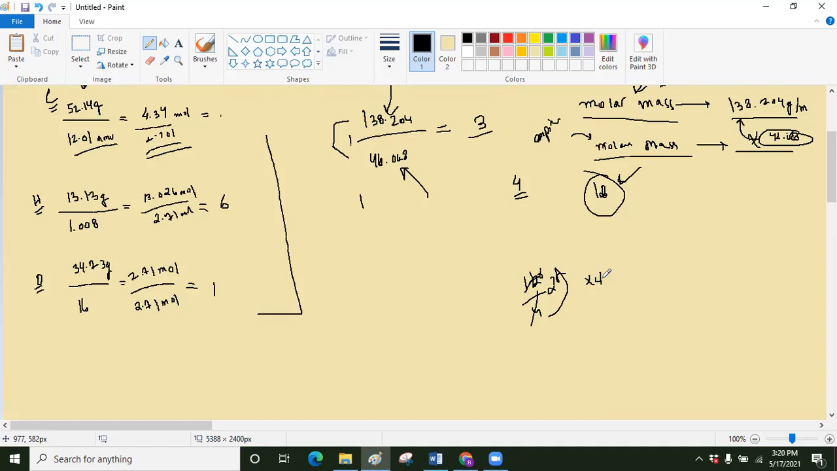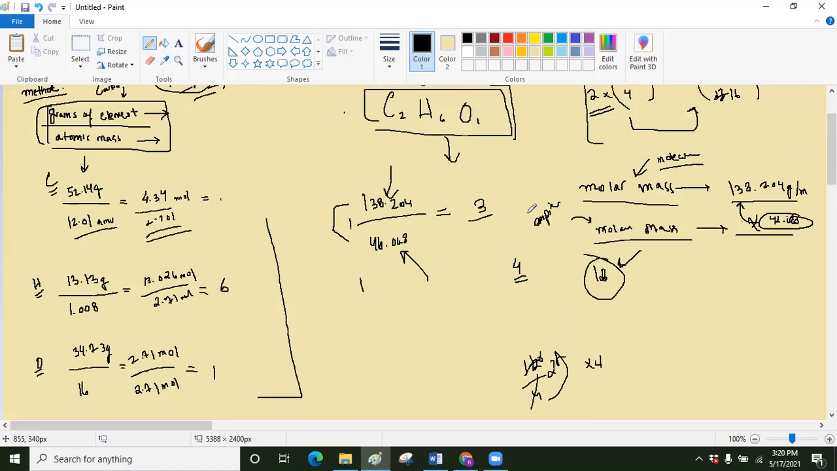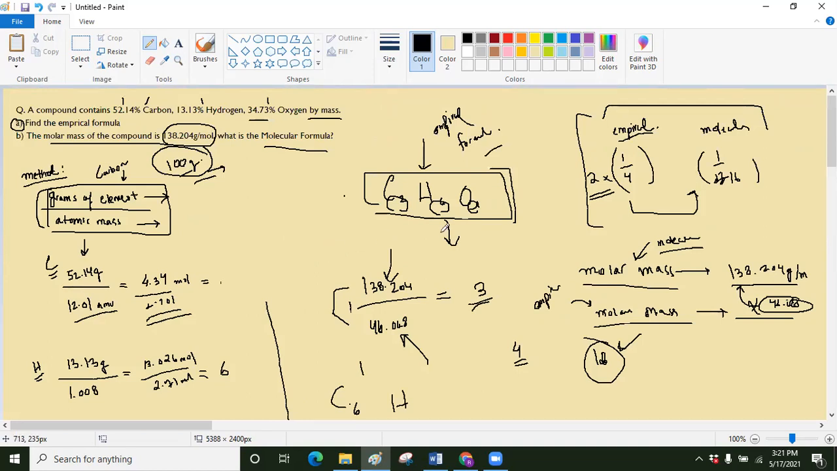So really my point is, once you figure out how much greater the molecular formula is in terms of its factor, you multiply each subscript of the empirical by that factor. So the molecular formula would be 3 times 2, which is just 6. Then for hydrogen, we have 6, so 6 times 3 would be 18. And then for oxygen, we only had 1 mole of oxygen in this case, so you would just do 3 times 1, which would just be 3. And that would be your molecular formula.